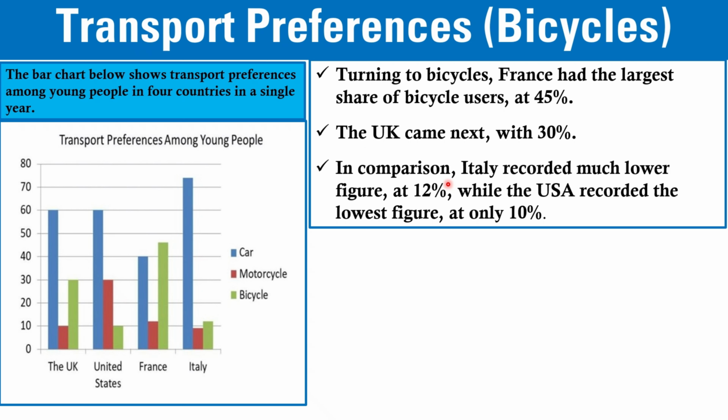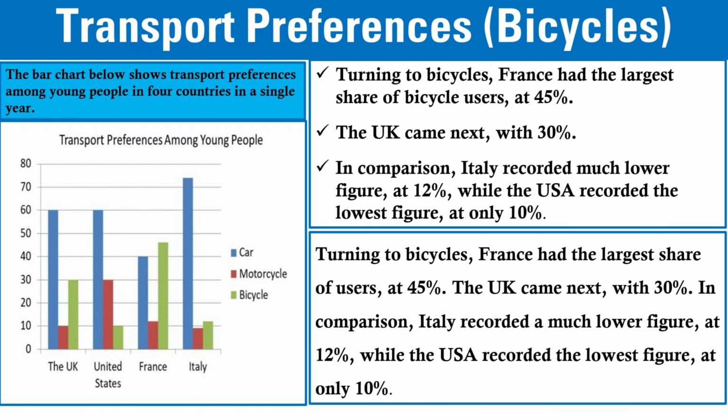Finally, in comparison, Italy recorded a much lower figure at 12%, while the USA showed only 10%. And here is the short paragraph. Pause here and read the complete paragraph about bicycle usage. Notice how we change the expressions instead of repeating the same ones. This makes the writing sound more natural and shows variety, which is important for a higher band score.